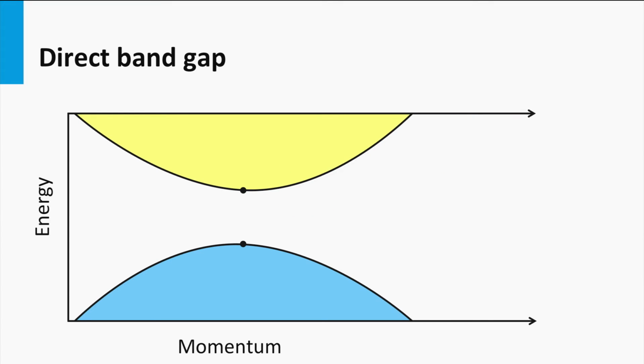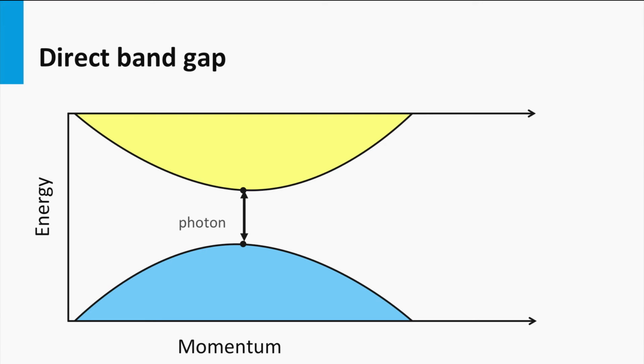In contrast, a direct band gap has the highest point of the valence band vertically aligned with the lowest point of the conduction band in the energy-momentum space. This means that exciting an electron from the valence to conduction band requires only the energy provided by a photon, without any additional momentum transfer.